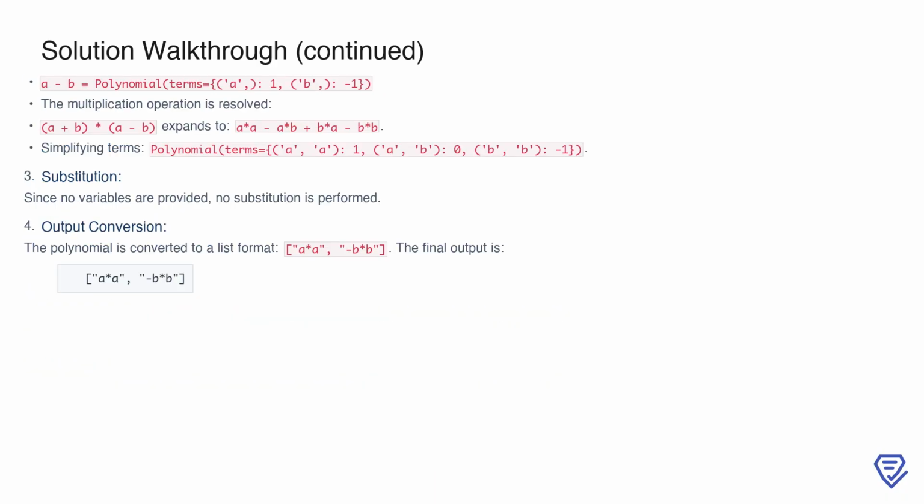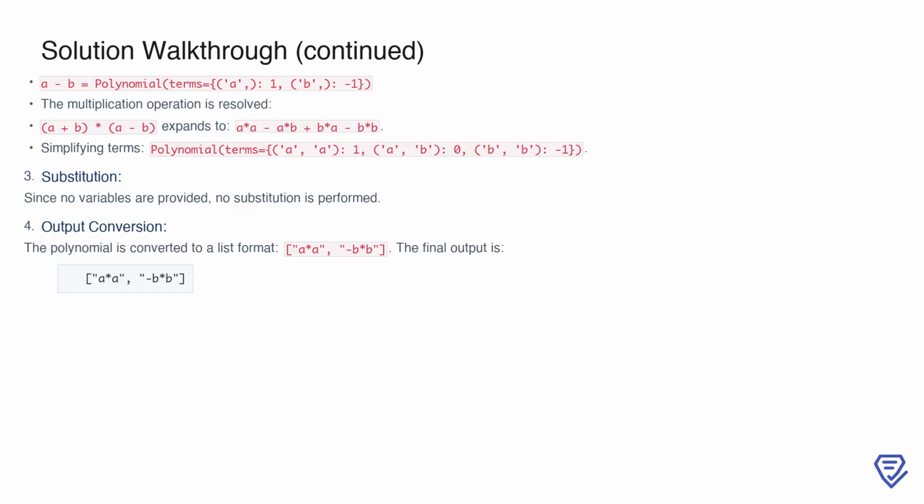In this example, the input expression is a plus b asterisk 8b. Tokenization breaks it down into a plus b asterisk a dash b. The parentheses are processed first. The inner expression a plus b is evaluated as polynomial terms equals a comma 1 b comma 1, while 8b evaluates to polynomial terms equals a comma 1 b comma minus 1.